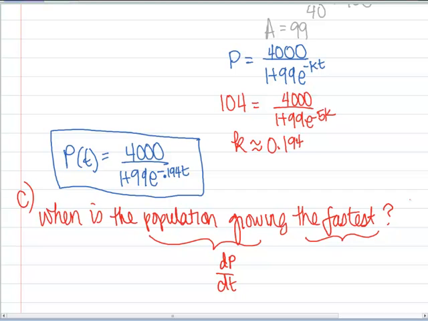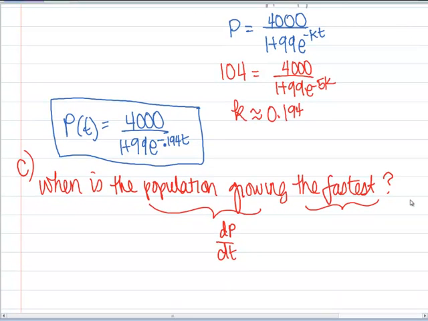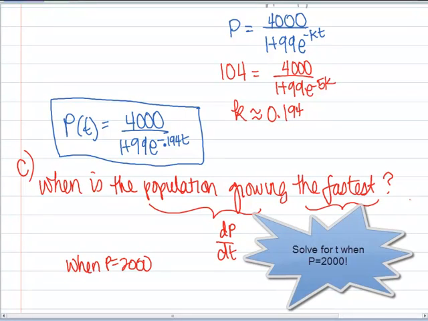So really we are looking for what? The second derivative. Second derivative is your inflection point. When's that going to happen? At half the maximum carrying capacity. So there's a really shortcut way to doing this. You know that this is going to happen when P equals 2,000, and then find t.